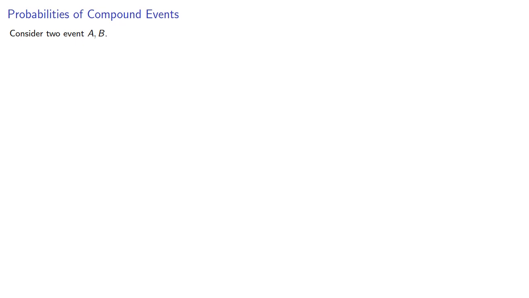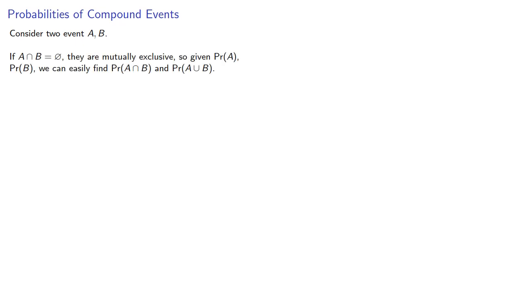So now consider two events. If the intersection is the empty set, they're mutually exclusive. So given the probabilities of the individual events, we can easily find the probability of the intersection, well, it's the empty set, and the probability of their union. But what if they're not mutually exclusive?